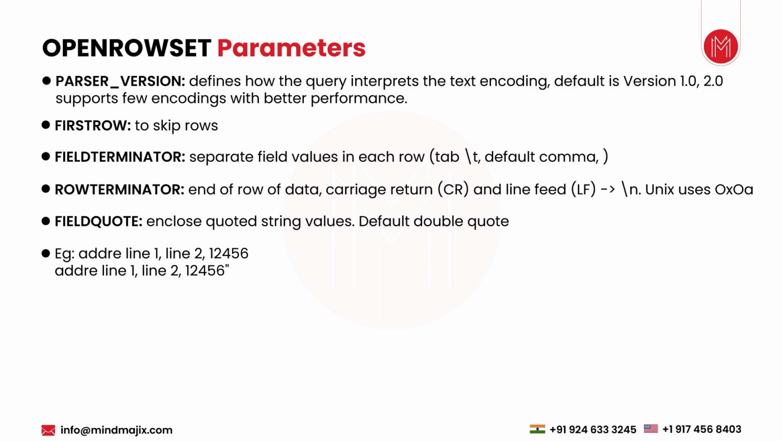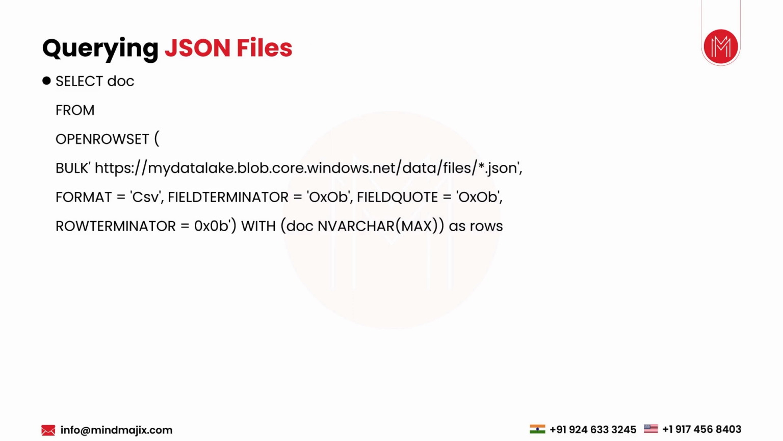Let's see. Okay, cool. And then querying of a JSON file. So JSON again, I think there is a typo. This needs to be changed to JSON format. And field terminator, we are giving next line character. Field quotation also, we are giving a double quote. I don't recall the exact number. Just take it as an example.